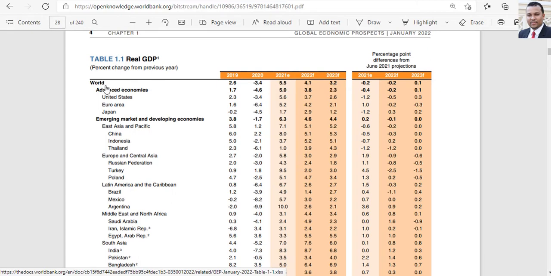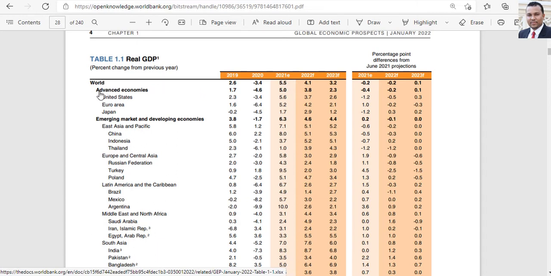Okay, so this is real GDP for the years. When we talk about 2019 and 2020, these are the past years or the last years. 2021, we talk about estimated. 2022 and 23, this is forecasting. So this is for the world. So you can write or analyze this as a fluctuation in the real GDP for the world.